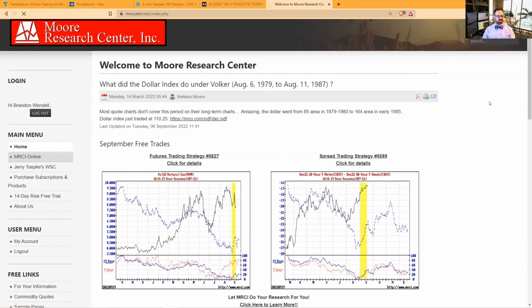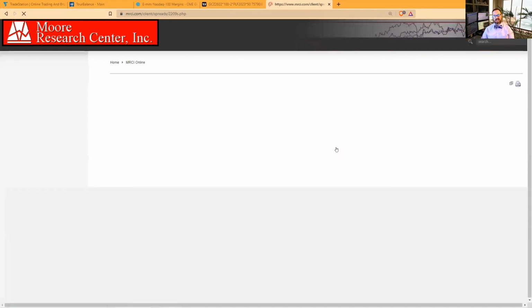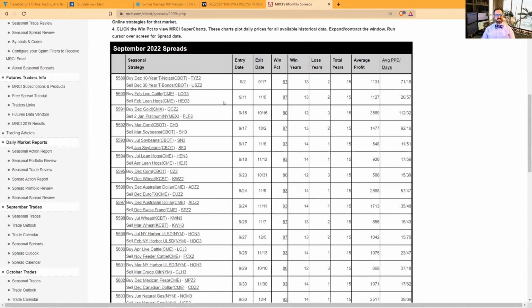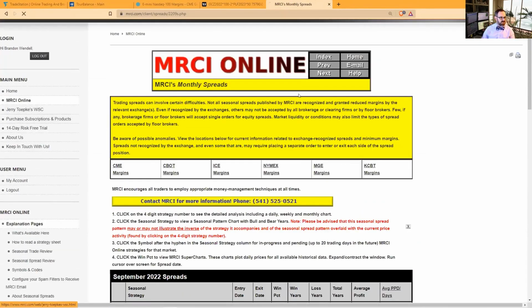But right here, I can go to MRCI Online. Now, don't just blindly take these trades because it can get you in a lot of trouble. If I go here, there's a calendar that shows some seasonal spreads that they are looking at. Again, I can't just blindly take these, but there are seasonal movements that you see over and over again regularly.